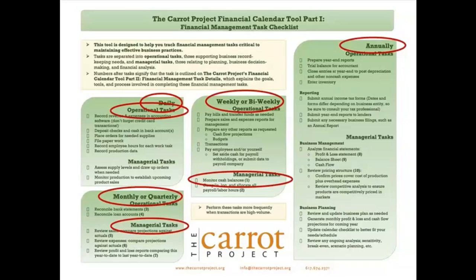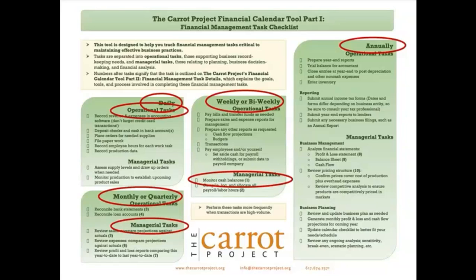Well, if you can sort of focus your attention on the daily, weekly or biweekly, monthly or quarterly, and annually columns, you'll see that the different tasks that you need to do are broken up by how often you should do them. So obviously some tasks you need to do daily, some weekly or biweekly, some monthly or quarterly, and some are done annually. And with the tasks that are monthly or quarterly, weekly or biweekly, it really depends on the volume that you do in your business.